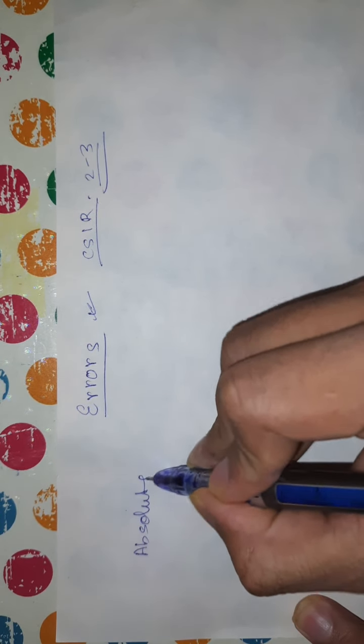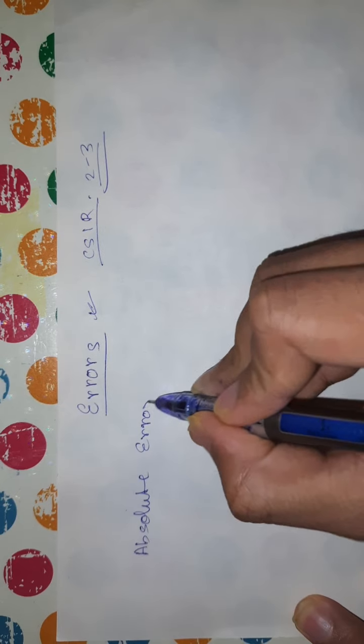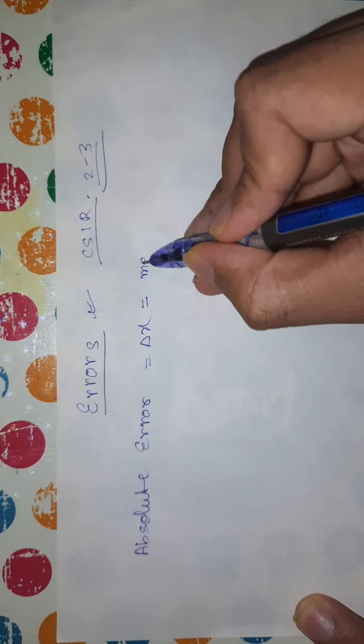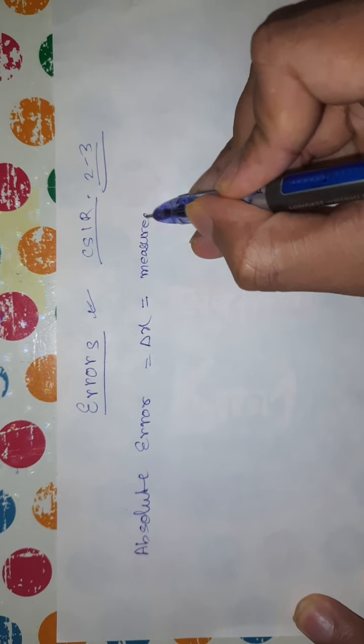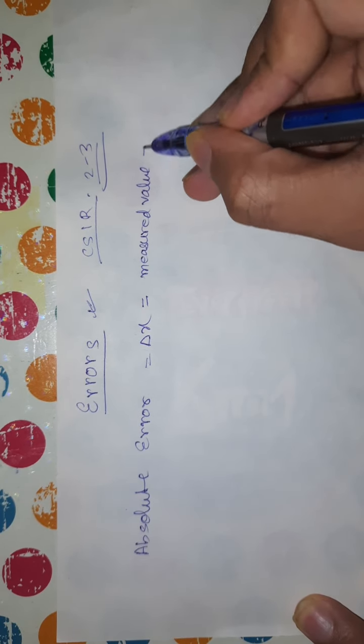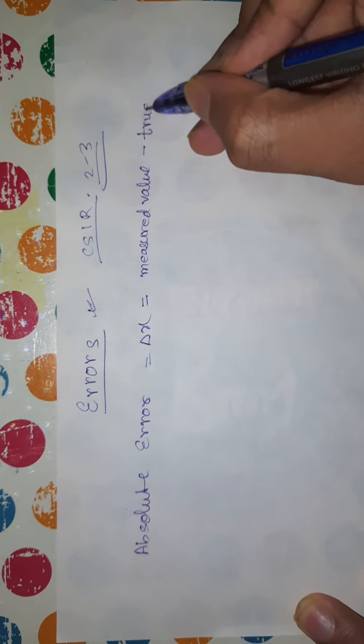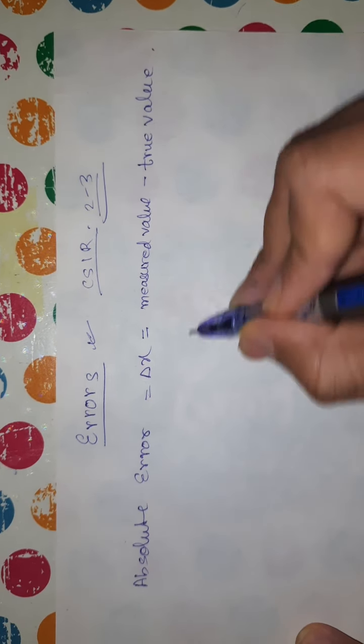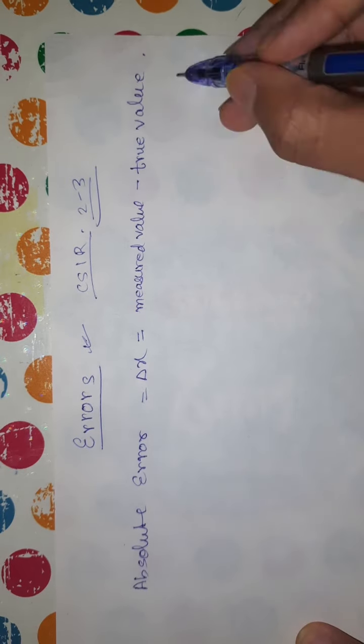Okay, so the first one is the absolute error. Now absolute error is denoted as delta x, and it is the measured value minus the true value, or you can say the experimental value minus the theoretical value. Okay, so this is the absolute error.